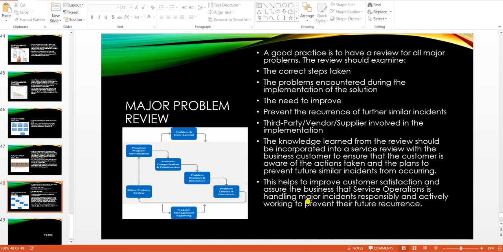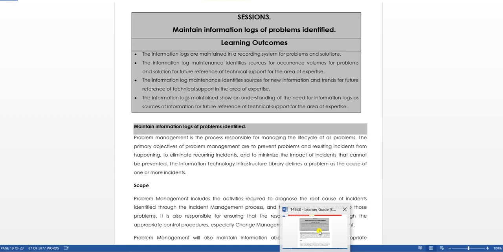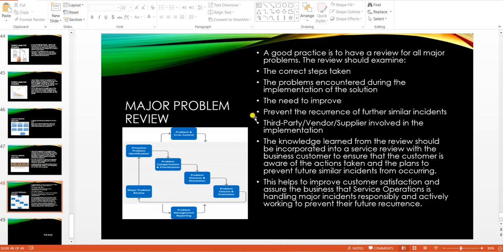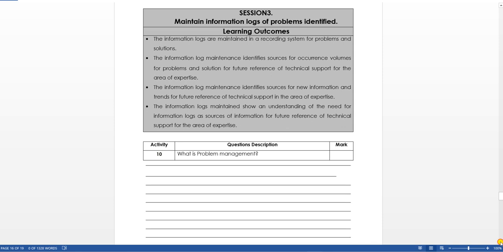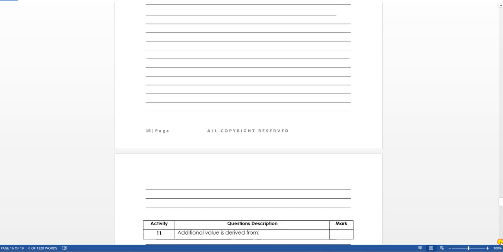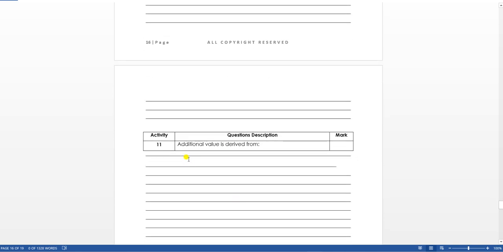your session 3 for unit standard 14938. So let's look at the rest of the questions for this unit standard. Let's look at the session 3 activities. Activity 10, what is problem management? And also for activity 11, additional values derived from, you need to complete that statement. That's for activity 11.